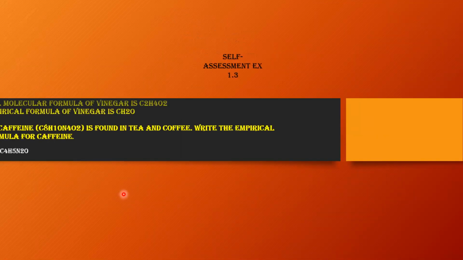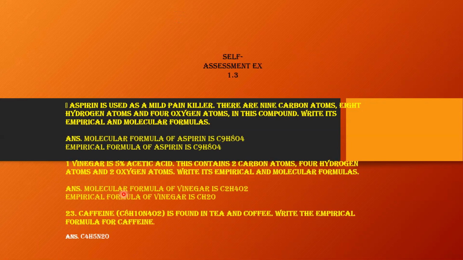So self-assessment 1.3. Aspirin is used as a mild painkiller. There are 9 carbon atoms, 8 hydrogen atoms, and 4 oxygen atoms in the compound. So what about empirical and molecular formulas? So their molecular and empirical formula is same, C9H8O4. It cannot be simplified. So number 2, vinegar is 5% acetic acid. You all know that vinegar is C2H4O2. So the simplified form is CH2O.